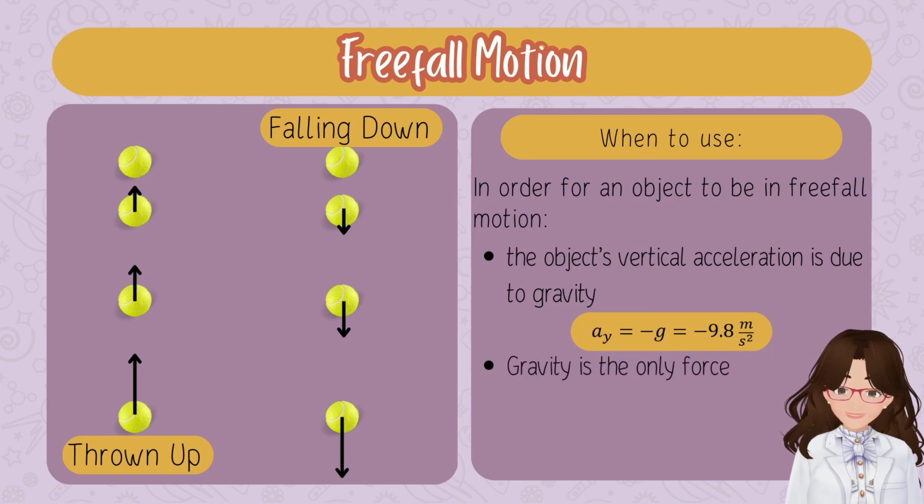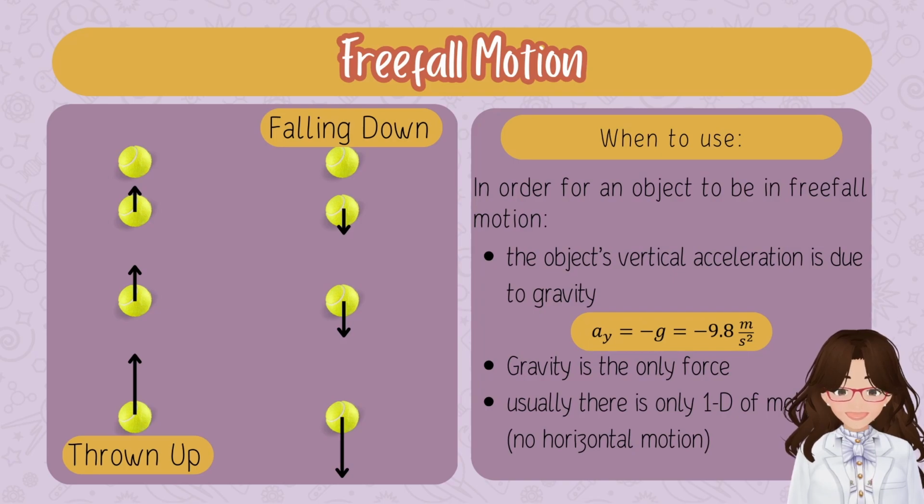The other thing to consider, we usually define free fall motion as an object that is only experiencing the force of gravity. And the other thing to consider with free fall motion is usually there's only 1D, or one dimension, of motion. So oftentimes that is vertical, it's just falling, moving up or down, and there's no horizontal motion.